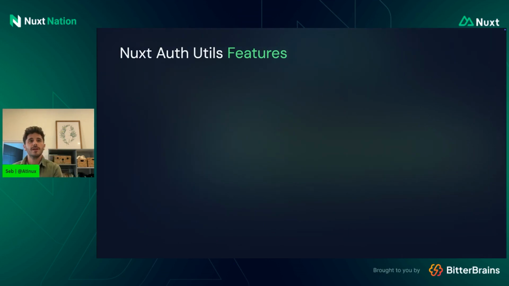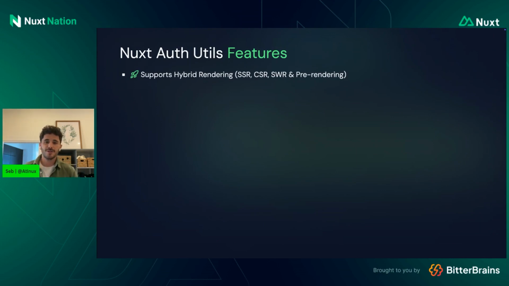So let's talk about the Nuxt Auth Utils features. First, and it's very important to me, as you know, Nuxt 3 supports hybrid rendering. And Nuxt Auth Utils works with this strategy. So you can have a page with SSR, another page with SPA, so no SSR, another one which is cached, another one which is pre-rendered at build time. Nuxt Auth Utils will support the different modes of your pages and will load at the right time.